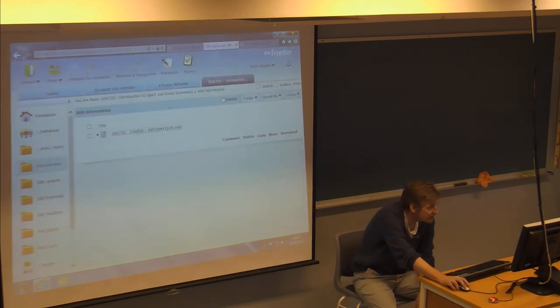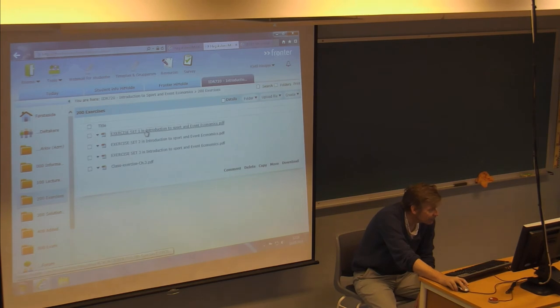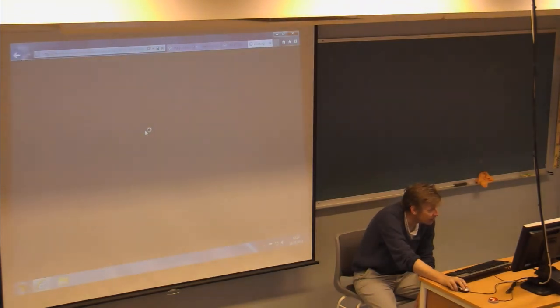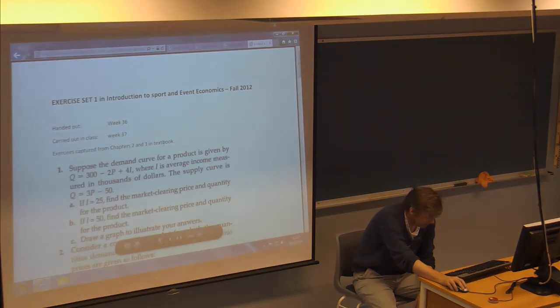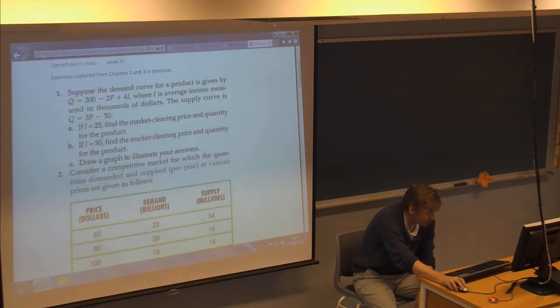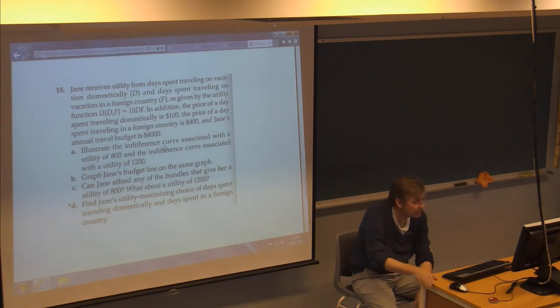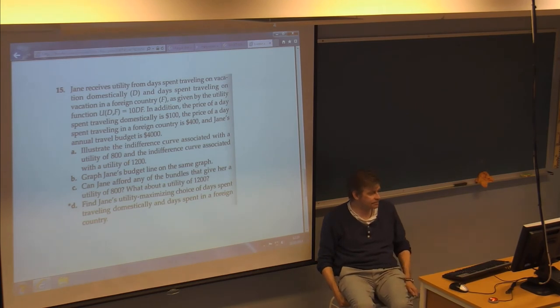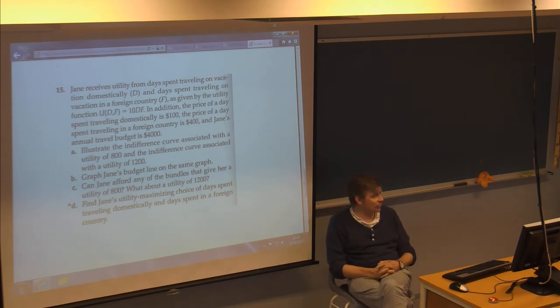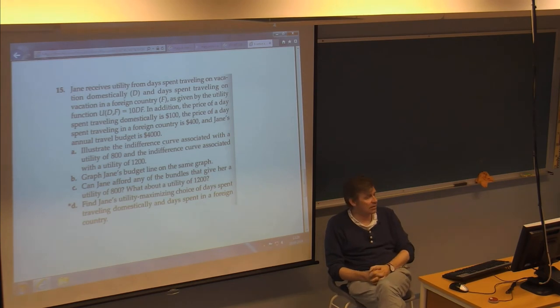Okay, let's return to this exercise, the final one in the first exercise set. It is about utility theory, and now we're moving one step further than just looking at indifference curves, because now we also introduce a budget constraint, so kind of putting things together. This is exercise 15. It says Jane receives utility from days spent traveling on vacation domestically at home, D, or in her own country, and days spent traveling on vacation in a foreign country, F. So it's domestic vacation or foreign vacation, which are the goods we look at in this two-good economy. Her utility function is given as 10 times D times F, a version of a utility function we have seen before.